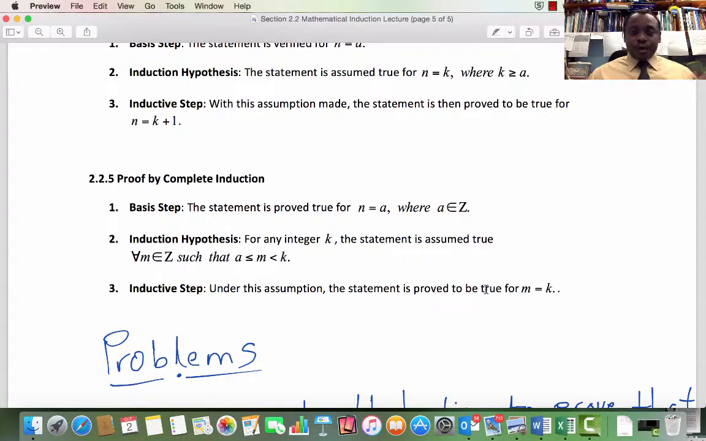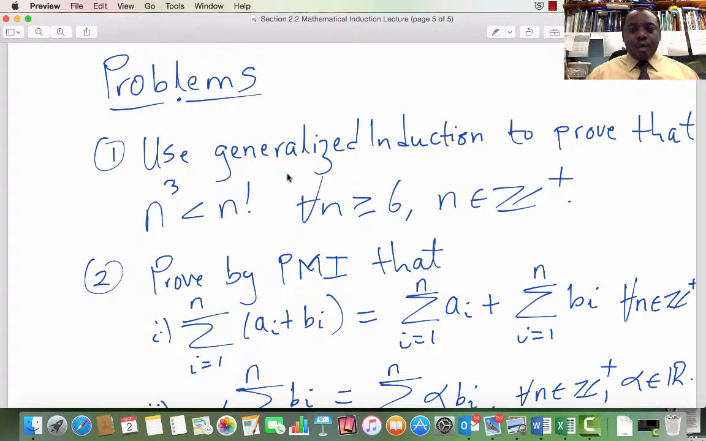A few problems for you. Problem number 1. Use the principle of generalized mathematical induction to prove that n cubed is strictly less than n factorial for every positive integer n bigger than or equal to 6. Here, your basis case would be when n equals 6, and you proceed from there.